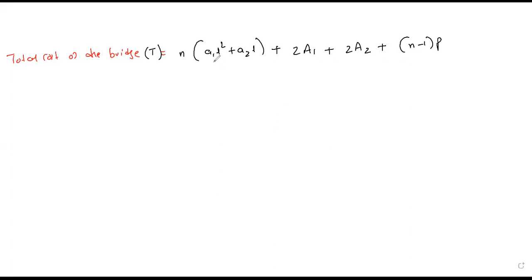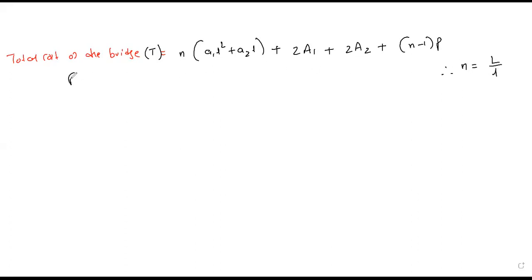Clear? N of A1L square plus A2L is nothing but the cost of one span of superstructure. 2A1 is nothing but the number of abutments. 2A2 is nothing but the number of approach slabs. N-1 into P is nothing but the number of piers. Okay. Now, what do you mean N? N is nothing but capital L by small l. We use it as the number of spans.